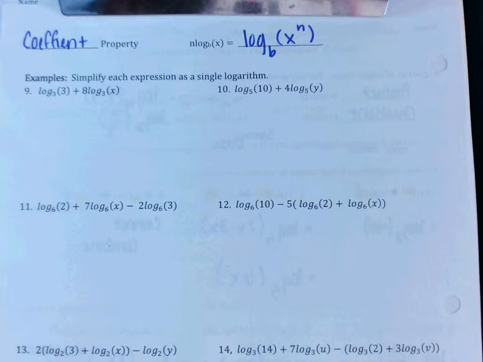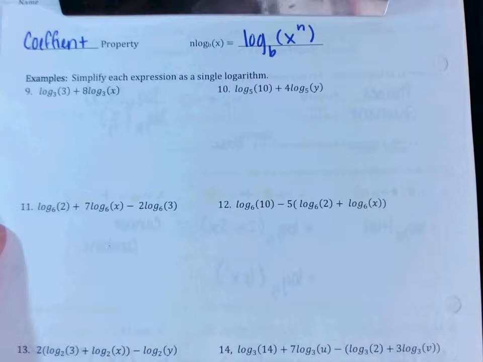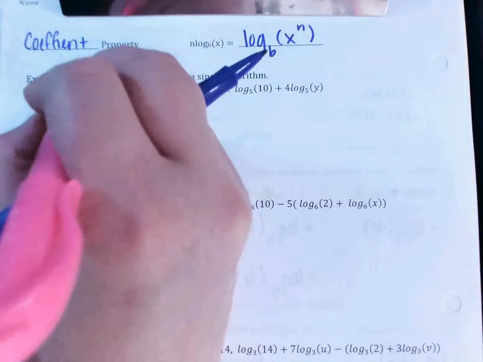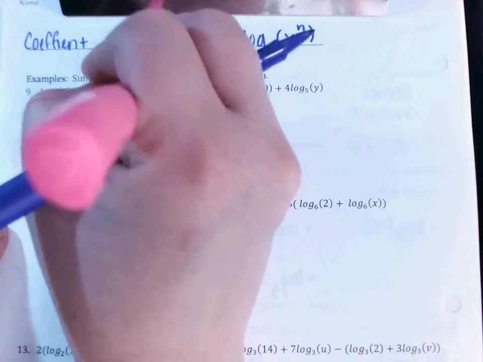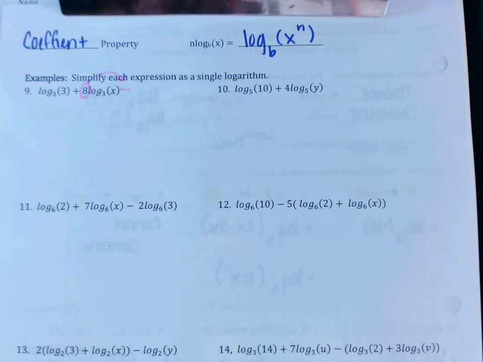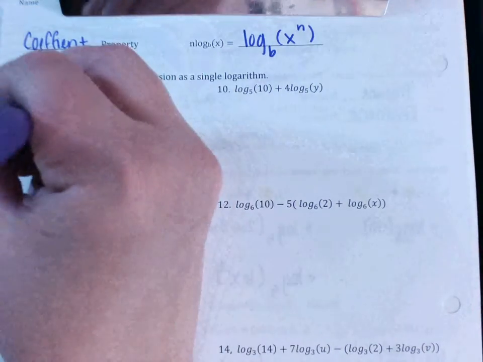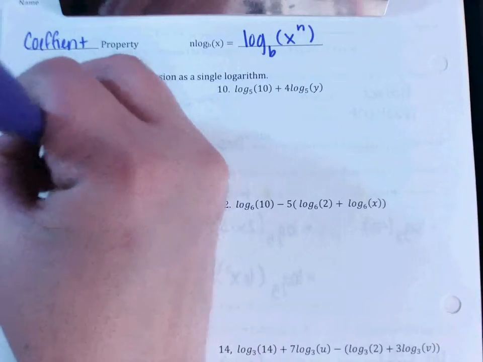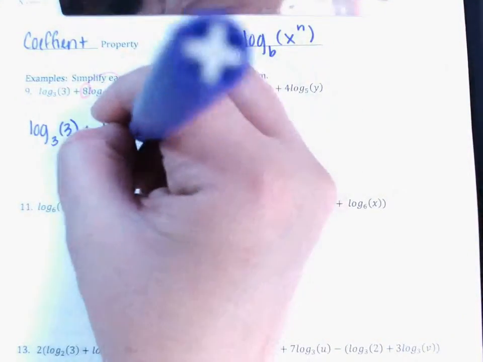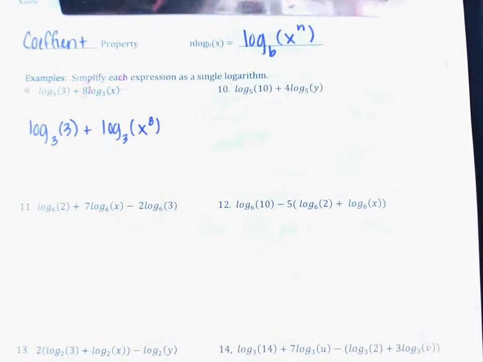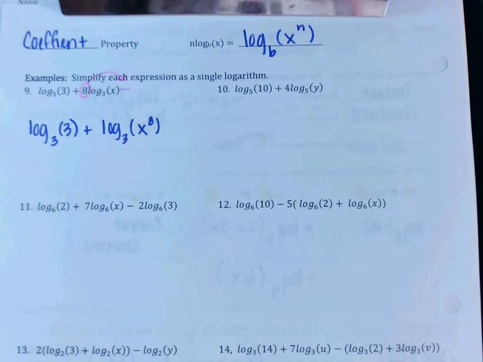So take a look at number 9 for me. Where's the coefficient? What number is it? It's right here. It's the 8, right? And so I'm going to take that and I'm going to pull it up onto the x. So what I'm going to have now is log little 3 of 3 plus log little 3 of x to the 8. So my 8 jumps up and now it's an exponent on the base x.